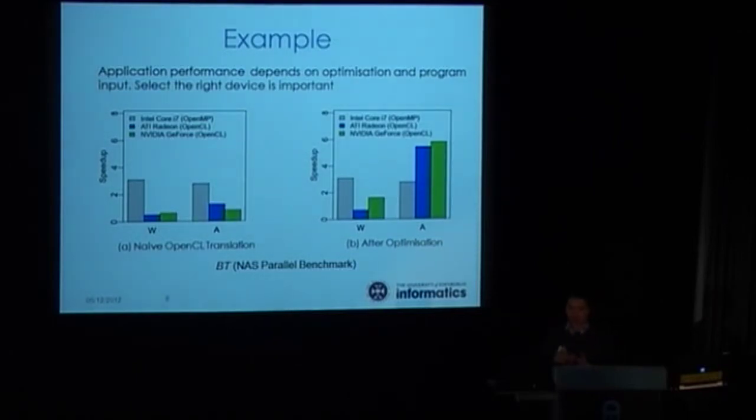However, when we apply the loop interchange and array index reordering, we can see that actually the GPU is quite good for the large data set, which is class B. This time, both GPUs outperform the CPU. However, for a small input data set, which is W, the CPU is still better than the GPU. So the takeaway message here is that application performance actually depends on the right optimization, the program input, and selecting the right device is pretty important if we want to get the best performance.